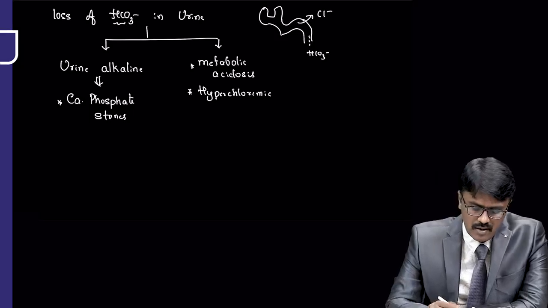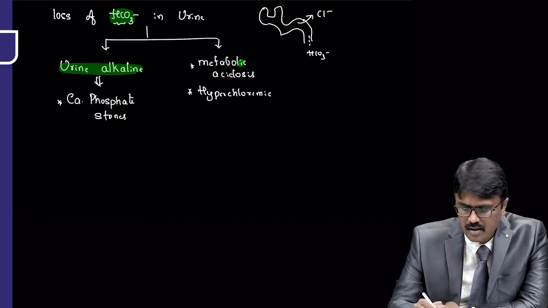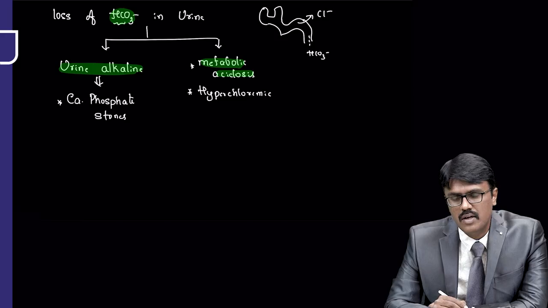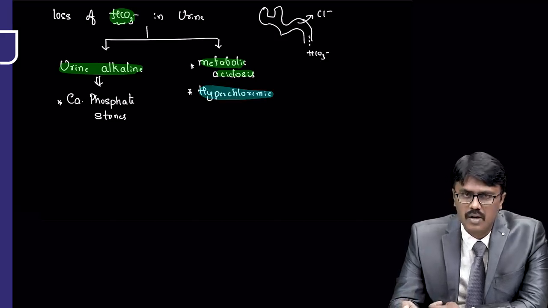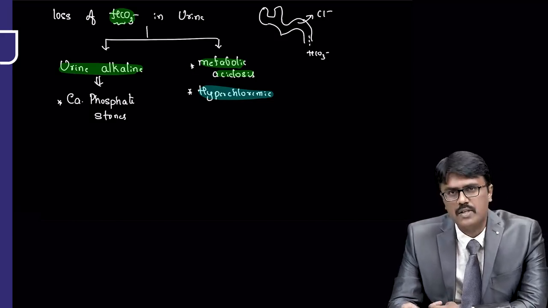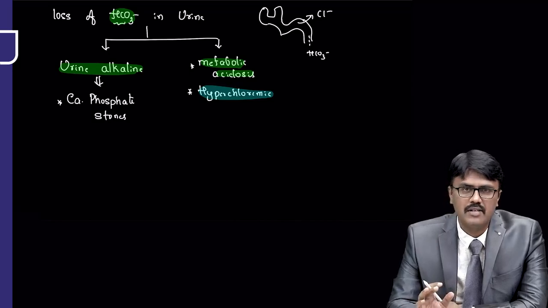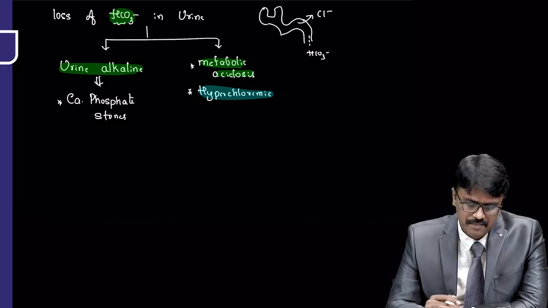So please understand, when you lose bicarbonate, two things: the urine becomes alkaline and you will have metabolic acidosis. To compensate the loss of bicarbonate, the PCT will reabsorb chloride and that will lead to hyperchloremia. And alkaline urine will predispose to calcium phosphate stones. So that is the mechanism of action of carbonic anhydrase inhibitor. So once we know this important mechanism of action, let me write the uses of this carbonic anhydrase inhibitor.